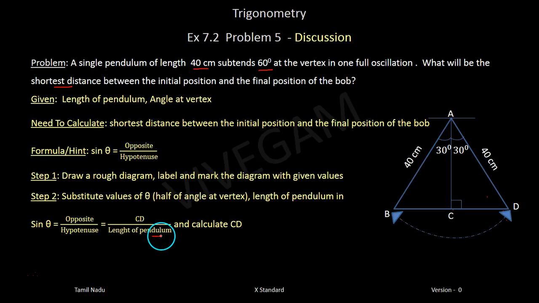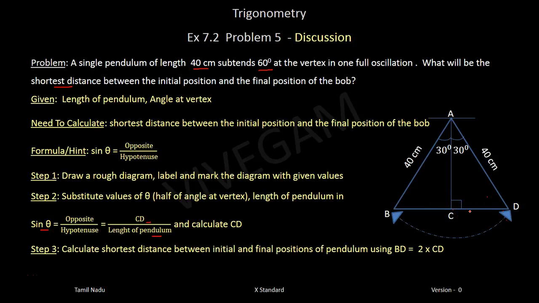So this is known, 40 centimeter. The sine 30 is half, known. So which means this can be calculated. So we can calculate CD. So once you calculate CD, twice CD is BD. Okay, because this and this are equal lengths. So BD is 2 times CD. So this is how this problem needs to be worked out.